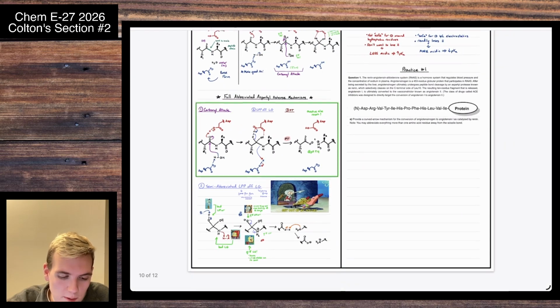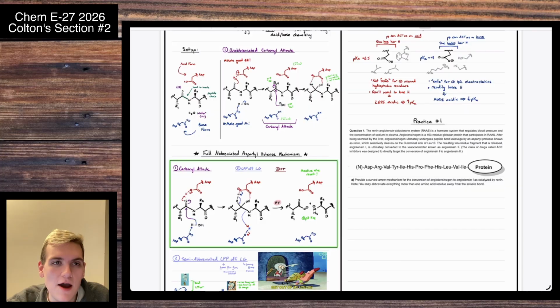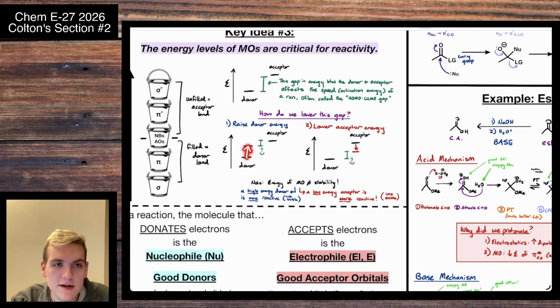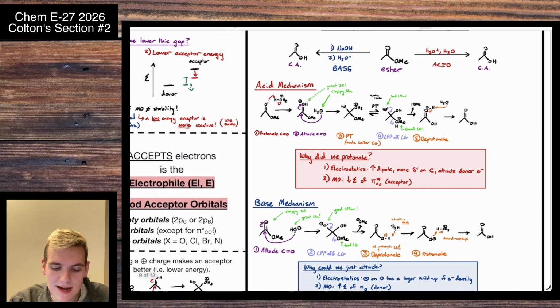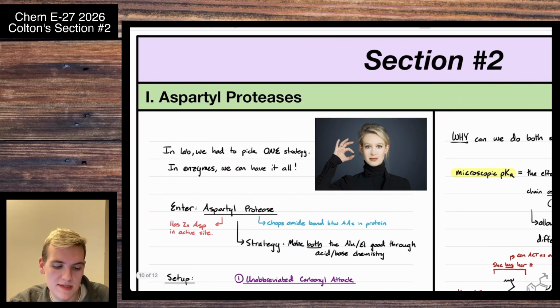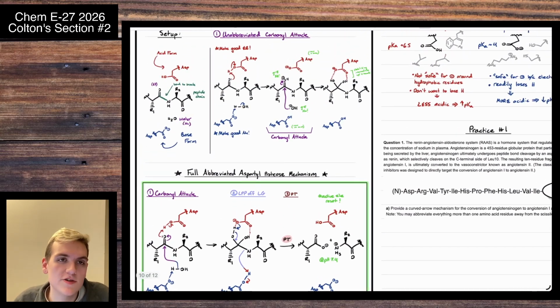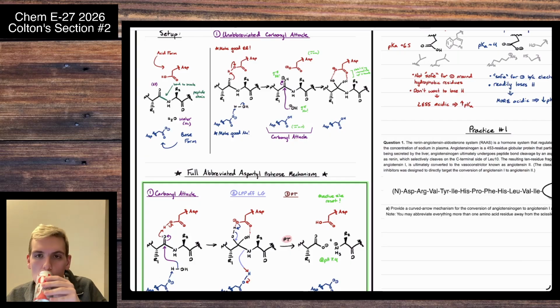So, questions about this mechanism are kind of how we tied our MO strategies of raising the energy of our donor, lowering the energy of our acceptor, and the acid-base strategies that we saw in the lab to the aspartyl proteases. We're now doing all of it together. We're making good electrophiles and good donors. Or any other questions here connected to the aspartyl proteases?